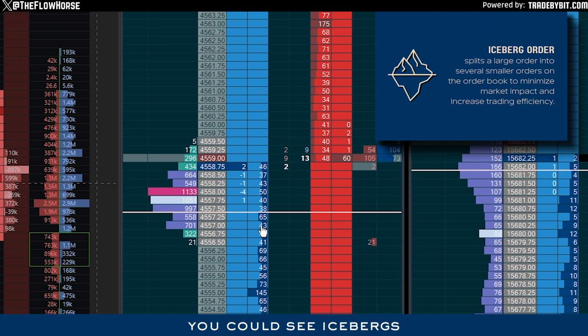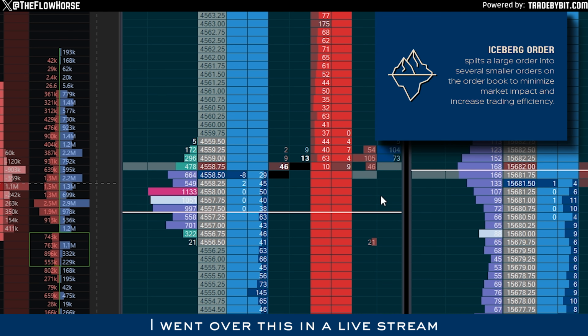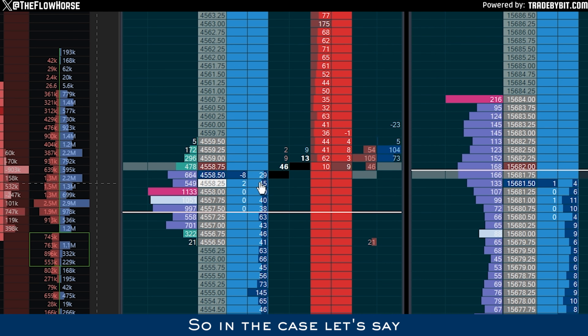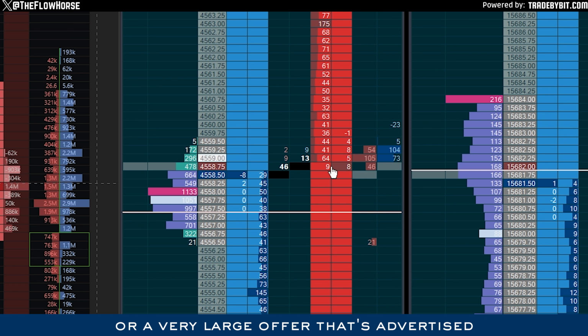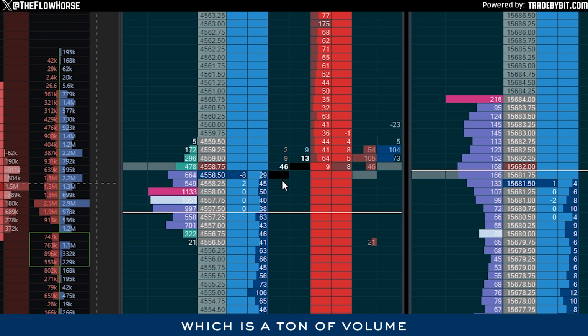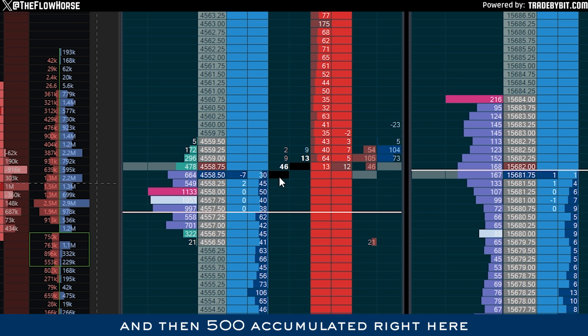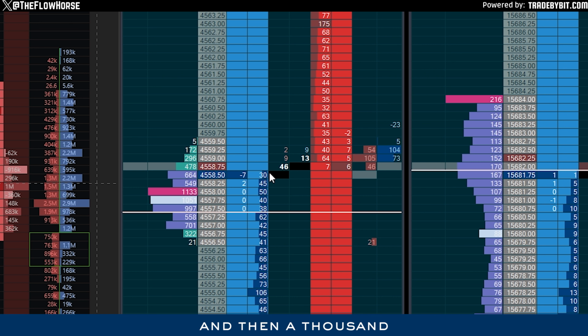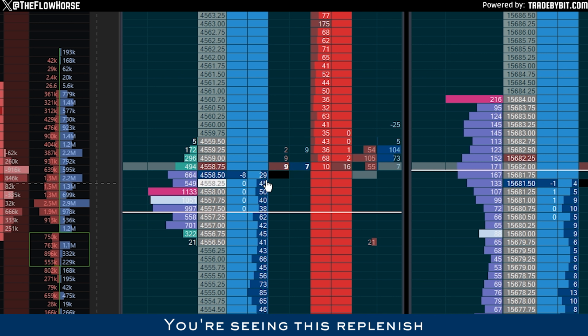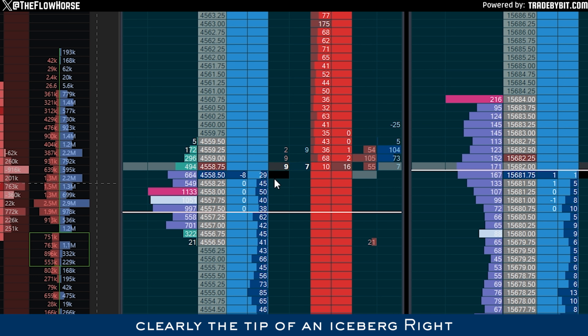Last thing I'll get into is you could see icebergs in real time with this. I went over this in a live stream. So in the case, let's say, where you don't have a very big bid or a very large offer that's advertised, you see the opposite, which is a ton of volume done at that level. So let's say, hey, 30 bid right here, 30 in the best bid, 30 contracts to buy, and then 500 accumulate right here, and then 1,000. Well, what's going on there? You're seeing this replenish, and that's clearly the tip of an iceberg.